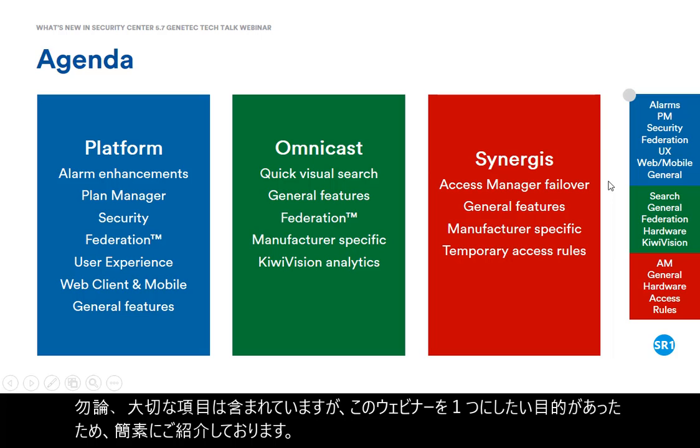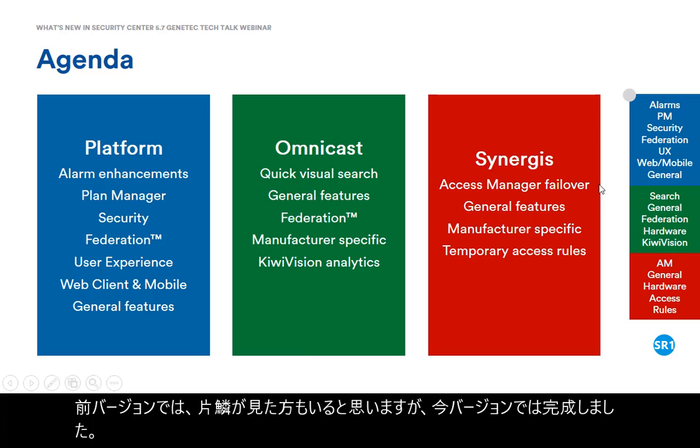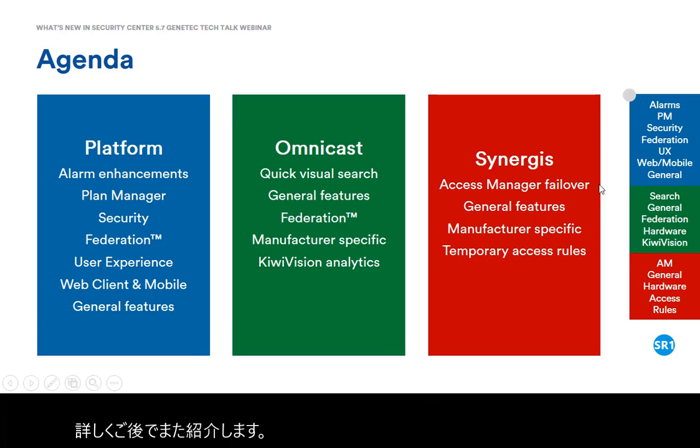We're just going to take a look at everything, starting with the failover for the access manager. Now this is something that previously seemed to exist, but it's 100% now. So we've included that as a what's new in 5.7, and we'll take a look at that a little bit later. Again, some general features for Synergist. And then some things that have changed in terms of manufacturers and supported units, things like that.